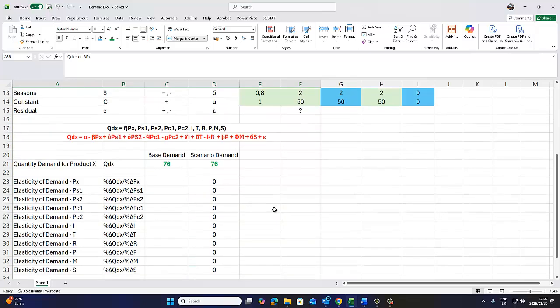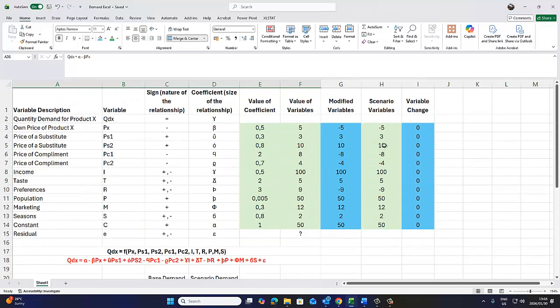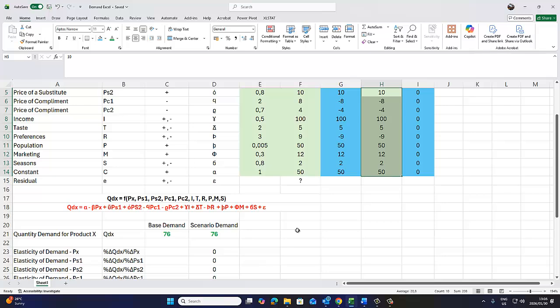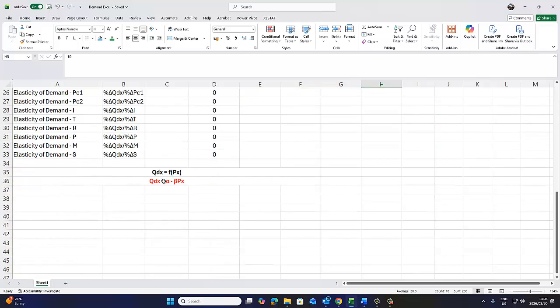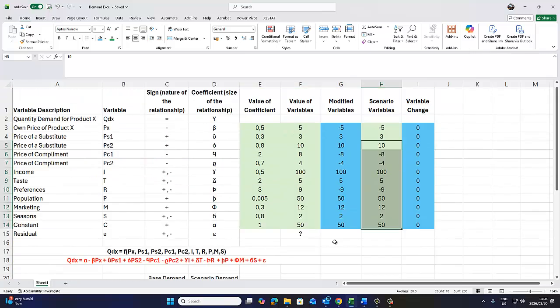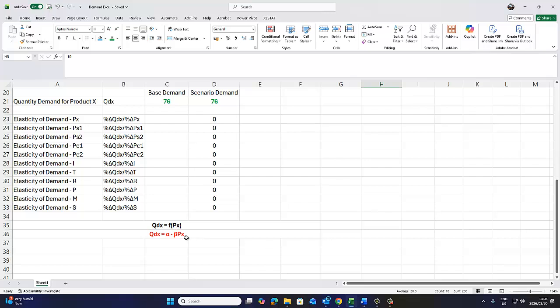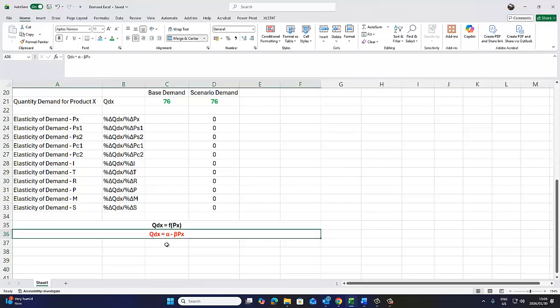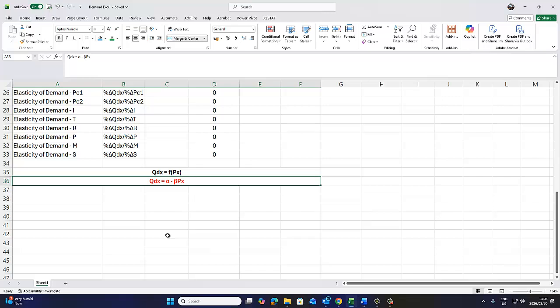Okay, so we're going to give them all values, and all these values will then be captured in our alpha, because we're going to calculate them. So what we're going to be left with is this formula here. Okay, so we're going to calculate it there, and then this is what we're going to use to generate our demand graph.